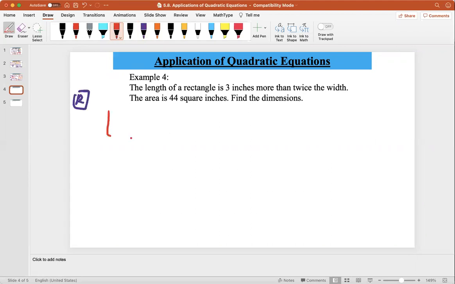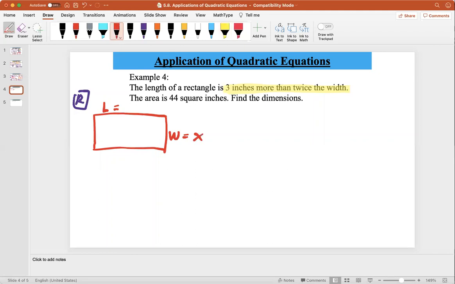Let's say this is your rectangle. Let L be the longer side and W your width. 3 inches more than twice the width, okay? The length is 3 inches more than twice the width. Let's represent this first. That's your length, but we do not know your width, so we can write that as your x.